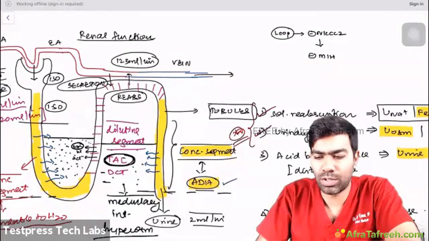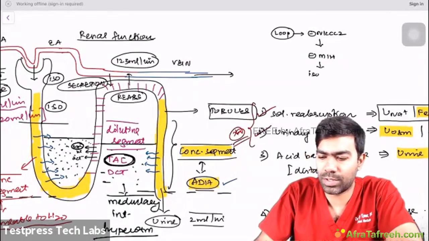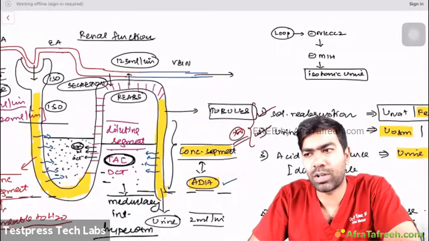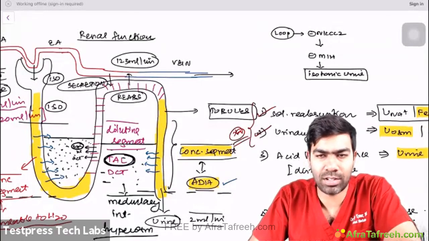If you cannot produce this medullary interstitial hyperosmolarity, you will lose the ability to concentrate the urine. So which means in loop diuretics, you will get an isotonic urine only, which means it will be equal to that of the plasma. You will not be able to produce a hypertonic nor a hypotonic urine. So which means your basic concentrating function is lost.